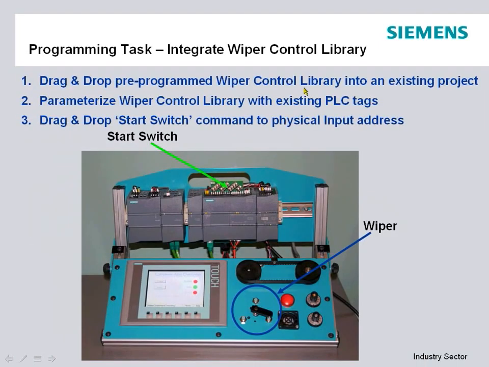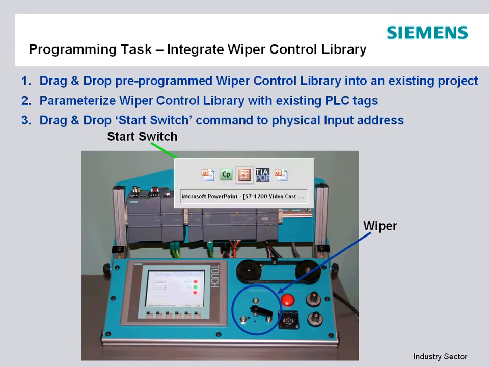For our programming task today, we're going to integrate this wiper control shown down here that goes back and forth across these three proxies into our existing project from part 1 of the webinar series. We're going to drag and drop pre-programmed wiper control libraries from a library repository into an existing project. We're going to show you how easy it is to parameterize this wiper control library using existing PLC tags without any typing or syntax necessary. We're going to drag and drop the start switch command signal to a physical input address without doing any other typing or knowing the syntax of the address.